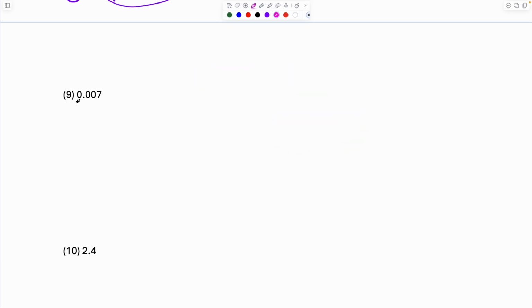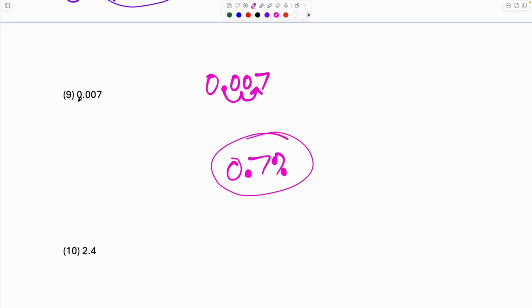Question 9, we have 0.007, and we want to write this decimal as a percent. Now, there's a few different ways we could handle questions like this. For this one, of course, I could just take 0.007 and move that decimal 2 spaces to the right, and then that would tell us that our final answer here is going to be 0.7%. Okay, so this would be our answer to question 9.